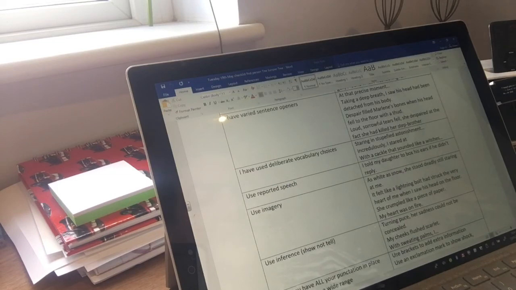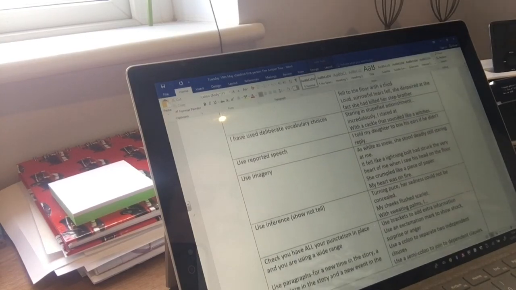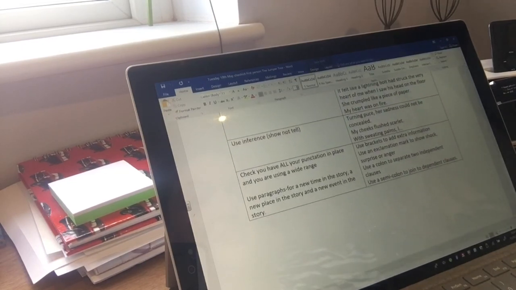Again, try and use inference today. So you're trying to show, not tell, your thoughts and feelings. So turning puce, her sadness could not be concealed. My cheeks flushed scarlet, and with sweaty palms I. So the last example shows that I'm feeling nervous because I've realised what I've done and the consequences of my actions.